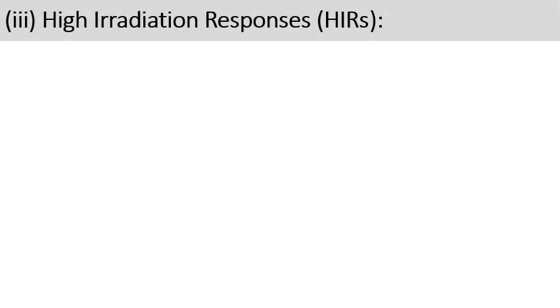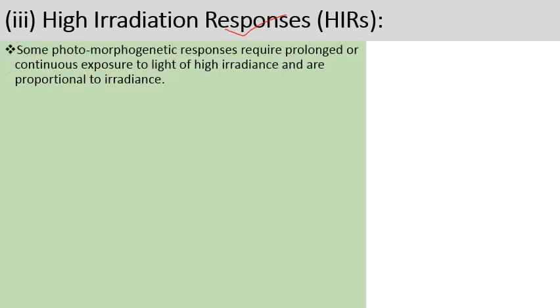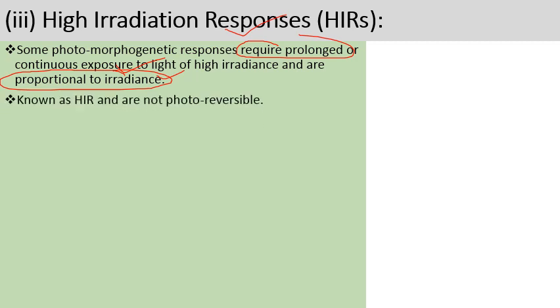And last one is high irradiation responses that is abbreviated as HIRs. So some photomorphogenetic responses require prolonged or continuous exposure of light of high irradiance and are proportional to irradiance. So कुछ एक ऐसे प्लांट के responses होते हैं जिनको बहुत ज़्यादा prolonged requirement रहती है light exposure की, and after getting this prolonged light exposure, they can induce these photomorphogenic responses. So these responses are known as HIR, that is high irradiation responses, and are not photoreversible. और ये जो responses हैं इनको photo reverse नहीं किया जा सकता.